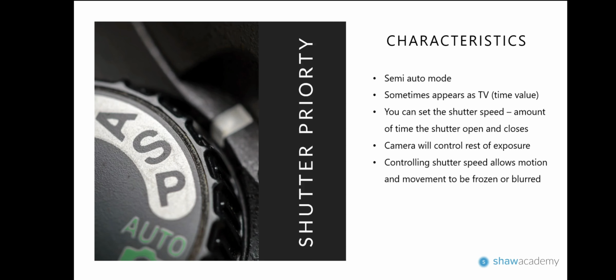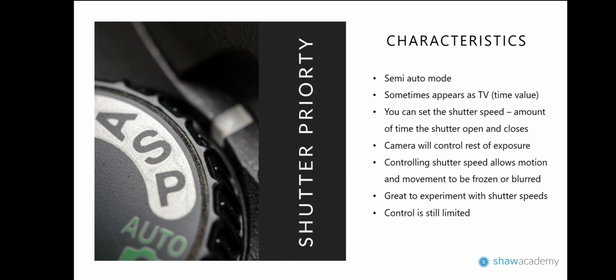And controlling shutter speed allows for motion and movement to be either frozen or to be blurred. We select very fast shutter speeds to freeze motion, or we select very slow shutter speeds to blur motion. So it's great to experiment, and I really want you to do that after this lesson. Set your camera to shutter priority and start experimenting with the different shutter speeds.